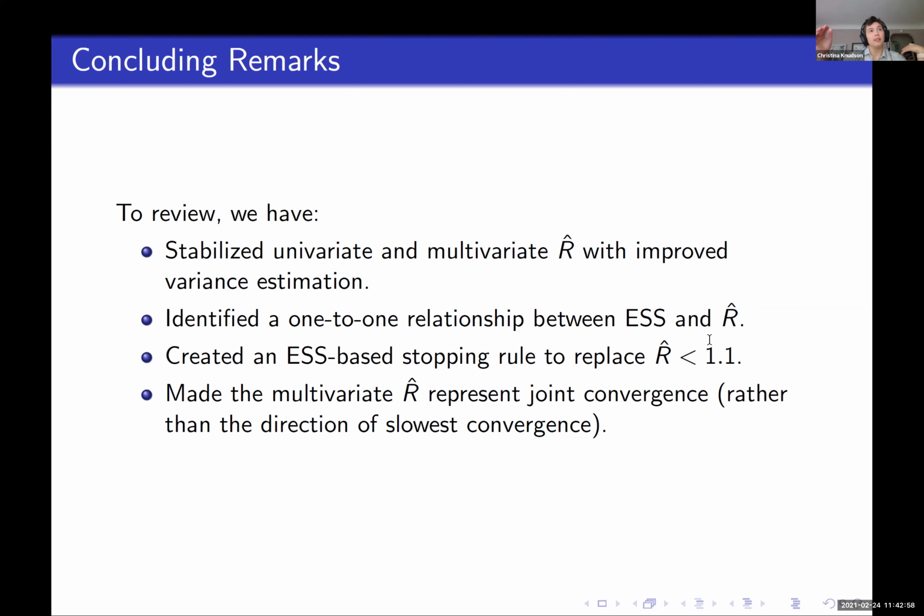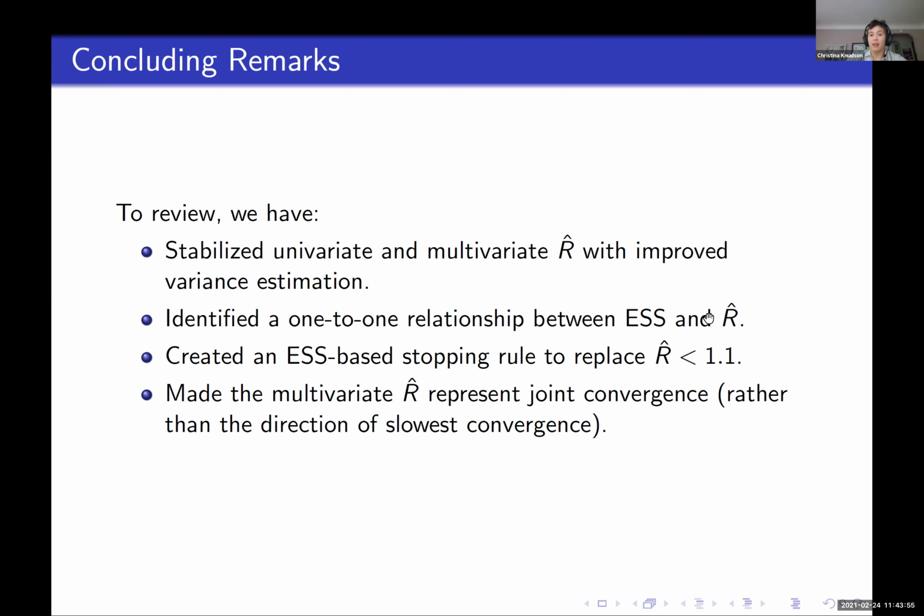But as MCMC variance estimation improves, we should continue to update R hat to use the best variance estimation techniques. So we're not saying use this and be done with it, use this until 2072 or anything like that. We're saying keep improving it with new variance estimation techniques going forward. Also, we identified this one-to-one relationship between effective sample size and R hat. And because we were able to see that, we were able to make R hat interpretable. Rather than having R hat less than 1.1 be an arbitrary number, we could say R hat less than 1.1 is the same thing as running this until we have an effective sample size of 14 or whatever number.